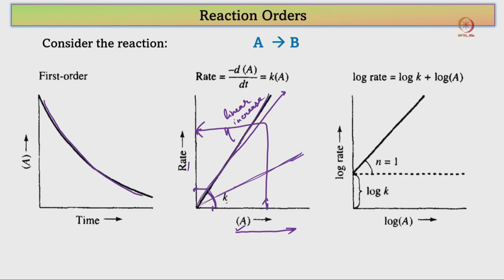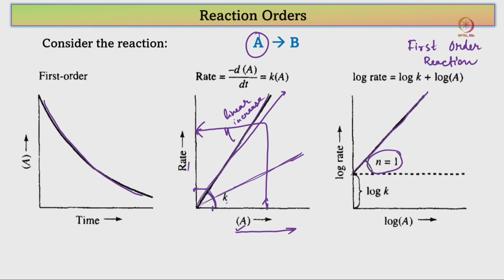Now, if you plot it in terms of log, then you will have such an increment, and this is very particular of n equal to 1 reactions, that means, first order reactions. So, this is my first order reaction. For any reaction where the addition of one particular component increases the rate of the reaction linearly, it is a first order reaction with respect to that component.